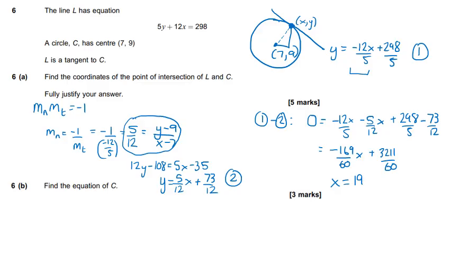Then substitute it back into one of the equations. So let's go back into the tangent equation. So minus 12 times 19 over 5 plus 298 over 5. And if you work that out, you get 14. Okay, so the point of intersection is x equals 19, y equals 14.